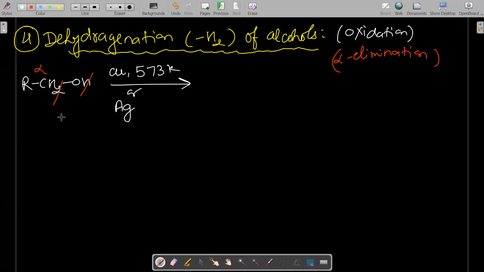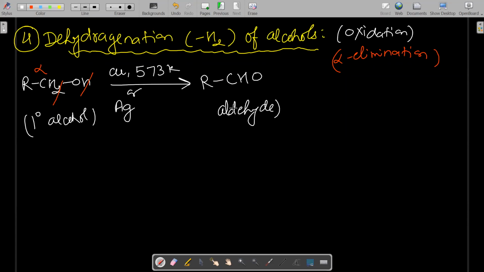So what product are we getting? See, now tell me the product. One hydrogen from the alcohol is lost, and one hydrogen is lost from the alpha carbon. What is left is RCHO, aldehyde. So primary alcohol, in PCC as well as in the presence of copper at 573 Kelvin, always converts into aldehydes. Okay. And there is a loss of H2 only, not water.